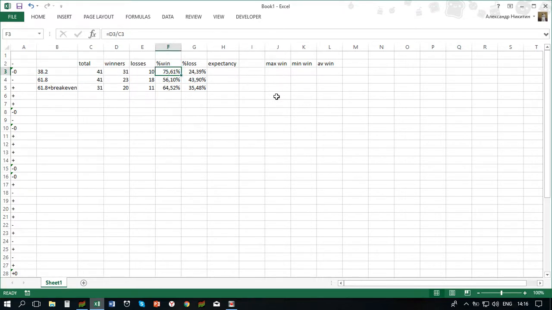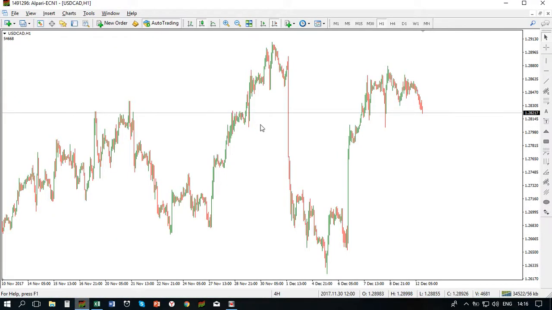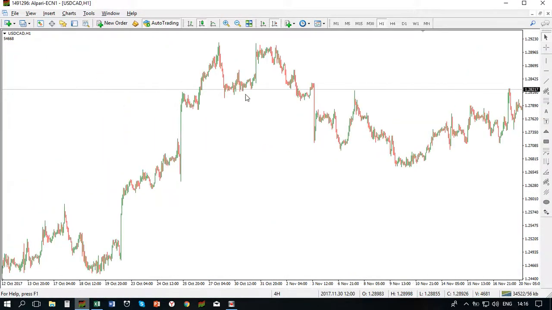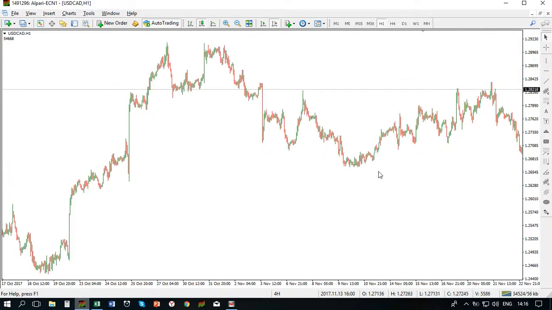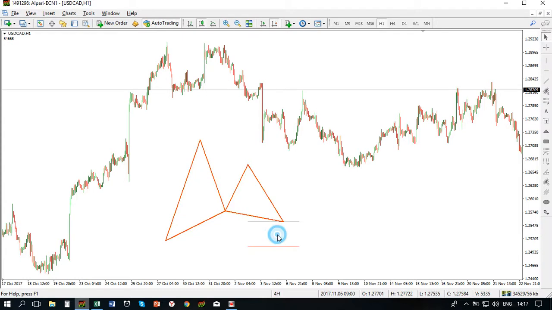Okay, let's do the calculations. What are our risk to rewards? Let us find some Gartley. Let me draw some Gartley. Why should we find any? A to B to C to D. Okay, this is a Gartley.